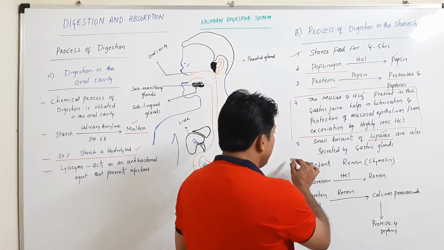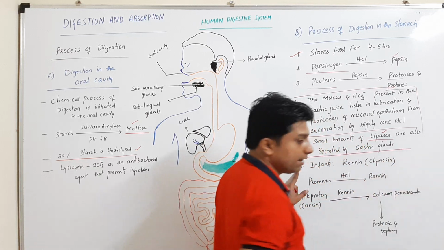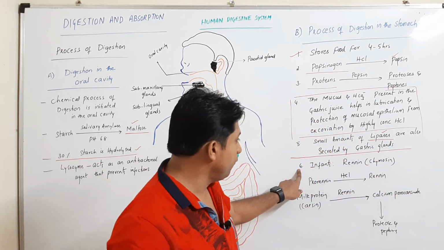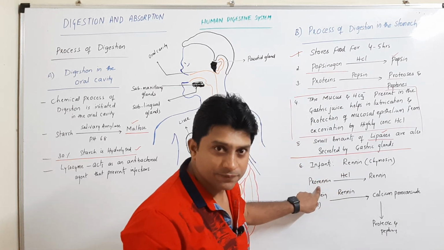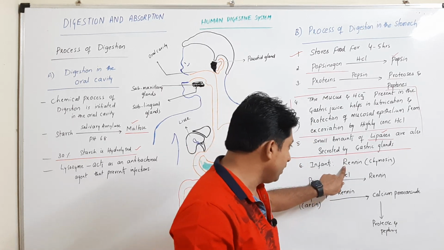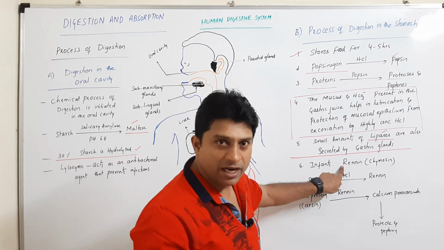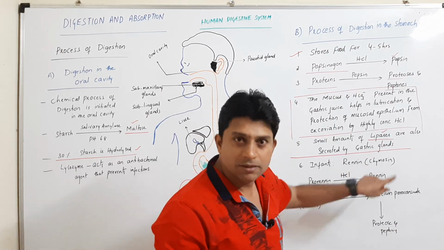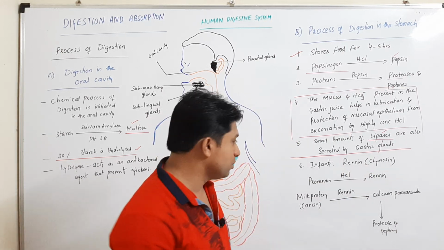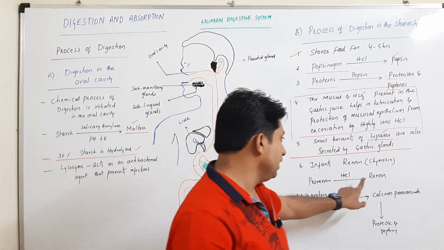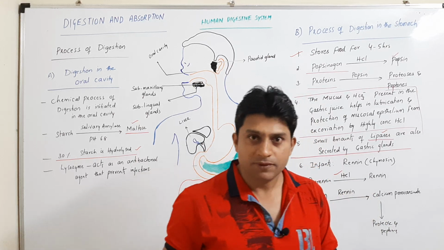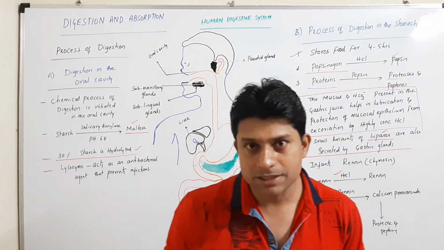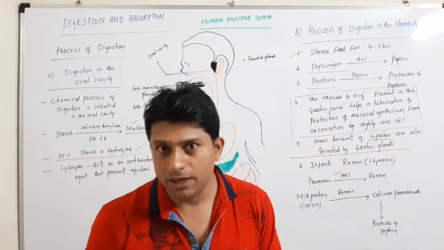Next, one more interesting thing is that infants have one more enzyme, which is called prorenin, right? So this prorenin is an inactivated form of renin, which is called chymosin, or prochymosin, right? Now this prorenin is activated into renin with the help of HCl. What exactly is this renin? Renin is critically important in infants.